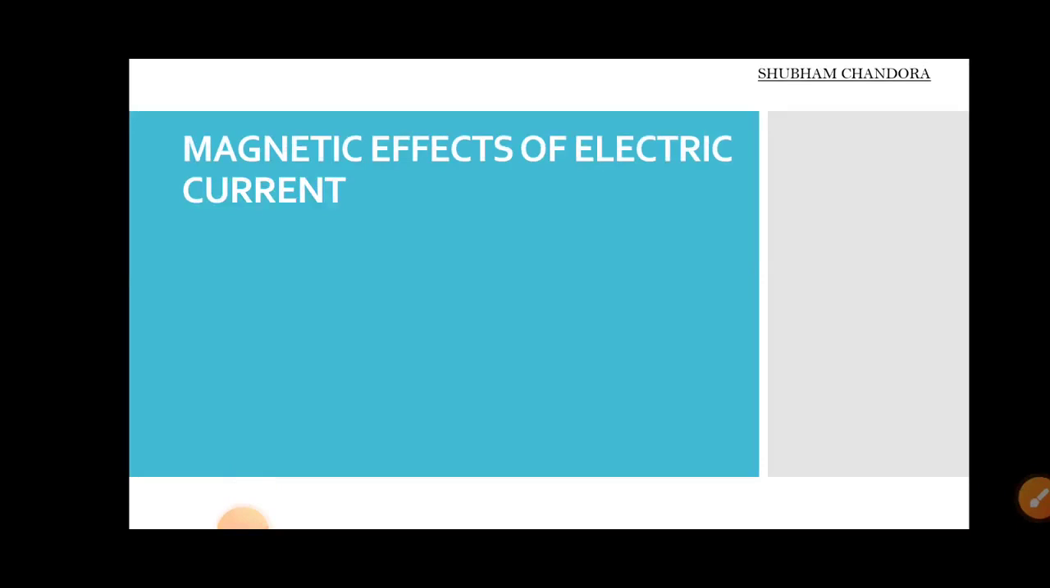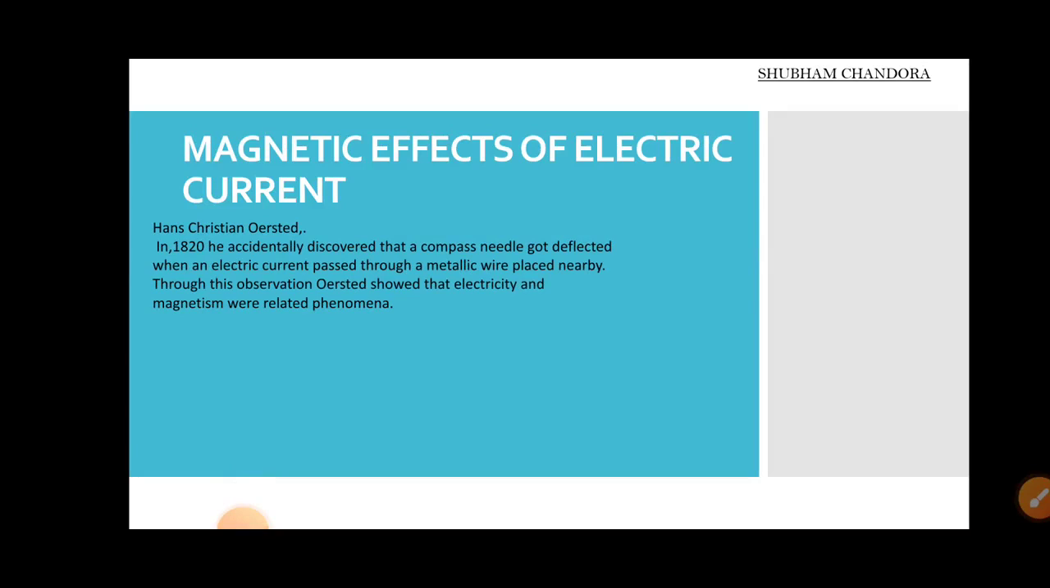So today we will discuss the magnetic effect of the electric current. Hans Christian Ørsted in 1820 accidentally discovered that a compass needle got deflected when an electric current passed through a metallic wire placed nearby. Through this observation, Ørsted showed that electricity and magnetism were related phenomena.